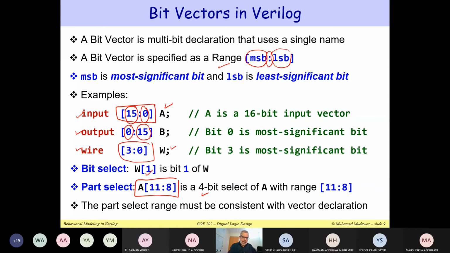Now notice that the range here, the ordering of the bits when you do a part select, has to match the way they are declared in A. So A here, 15 is the most significant bit and 0 is the least significant bit. This is why we start at 11 and end at 8 when we select a part of A. So this is called a part select. It has to be consistent. You must be consistent with the vector declaration. When you define the bit vector and you would like to select a part of it, you have to be consistent with the way it was declared initially.